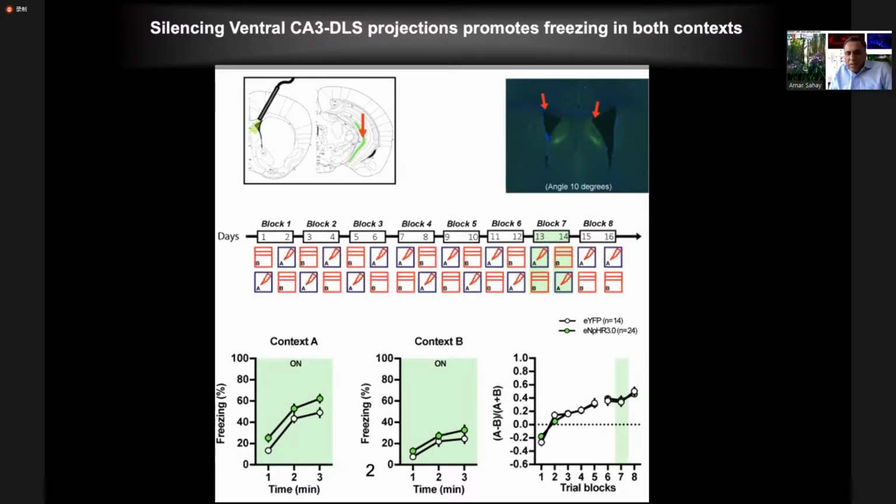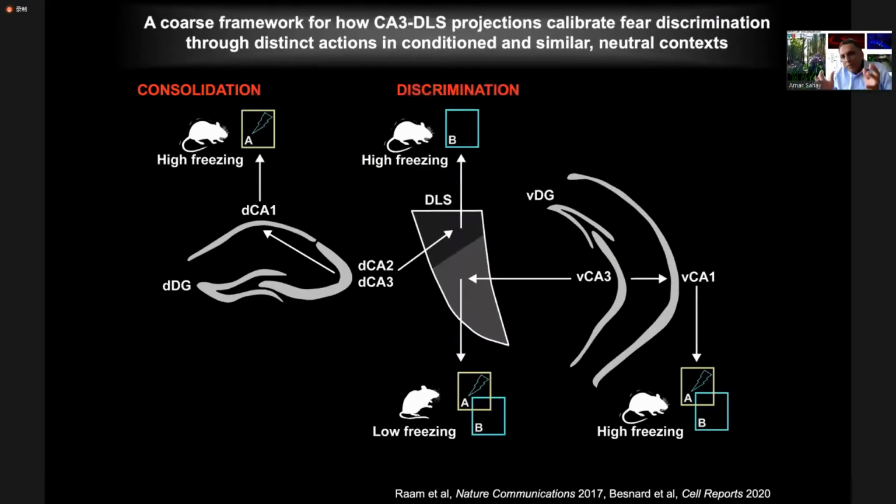These observations, along with other interrogations as part of this study, allowed us to generate a coarse framework for thinking about how dorsal CA3 and ventral CA3 projections to the DLS calibrate contextual fear discrimination. Based on other aspects of the study, our current thinking is that when animals are still learning to differentiate between the fear-conditioned context A and the similar context B, then CA3 projections in dorsal CA3 to the DLS play a role in promoting freezing behavior. And this is because the animals have not generated a conjunctive representation of context A as yet.